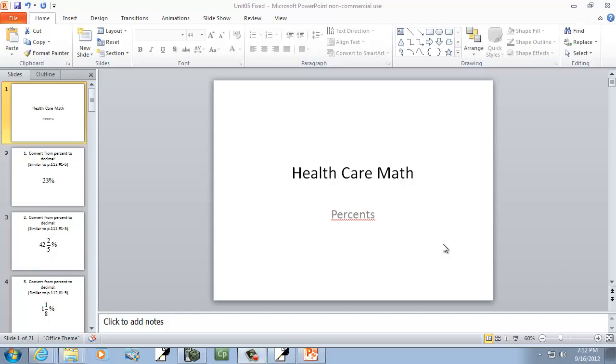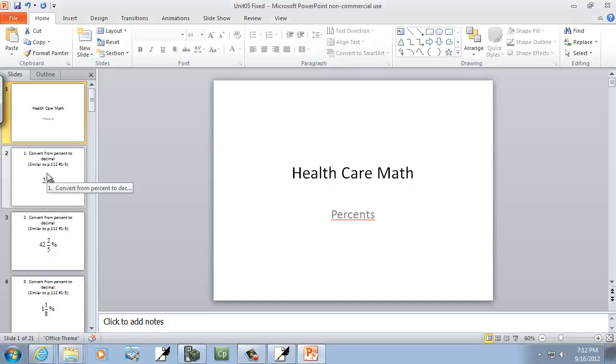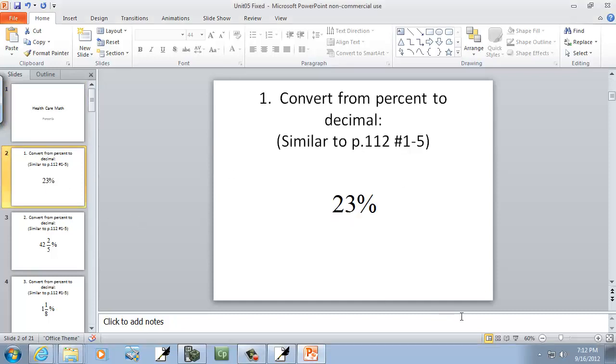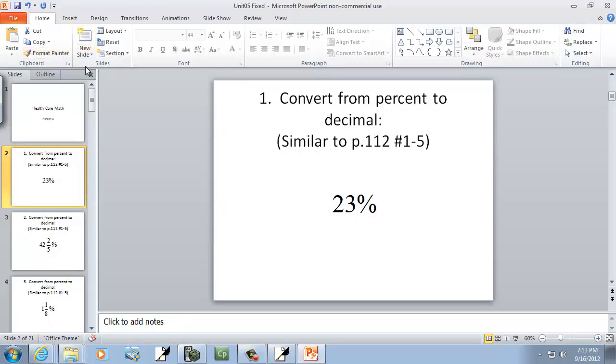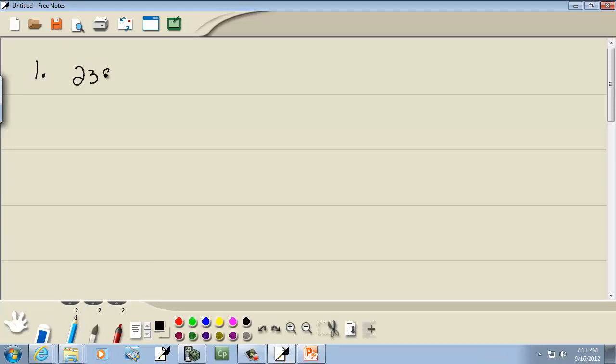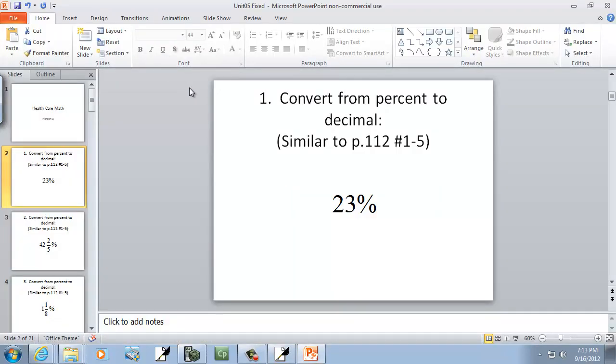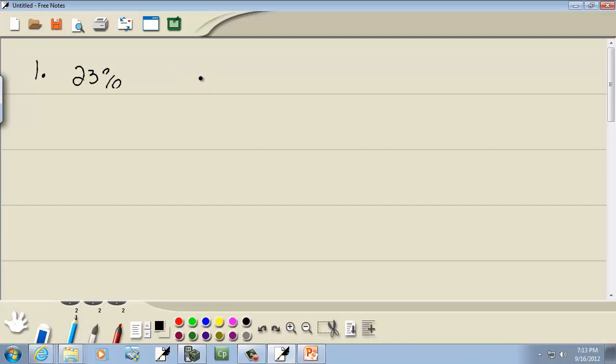Let's take a look at percents and take a look at our first problem here. Got 23%, and we want to change from percent to decimal. So change from percent to decimal.